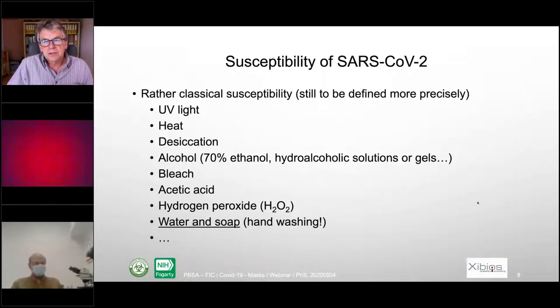A good news about this coronavirus is, first, the susceptibility to most physical and chemical factors is quite classical, and also it's quite a sensitive virus. It's not highly resistant, I would say. So the virus is sensitive to UV light, to heat, so autoclaving, for instance, and to desiccation. It's in aerosol droplets, but if the aerosol droplet dries, in that case, the virus will die. It is sensitive to alcohol, 70% alcohol, and different types of solution or gel that contain at least 60% of alcohol, bleach, acetic acid, hydrogen peroxide, and also water and soap.